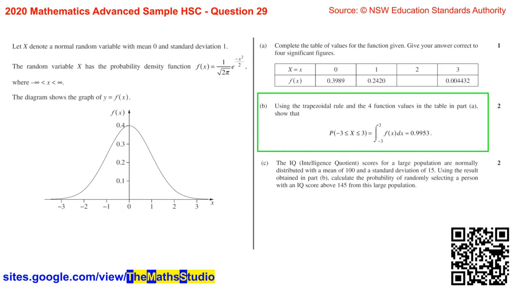Part B. Using the trapezoidal rule with the 4 function values in the table in Part A, show that the probability that x is greater than or equal to negative 3 and less than or equal to 3 is equal to the integral from x = −3 to x = 3 of f(x) dx, which is approximately equal to 0.9953.